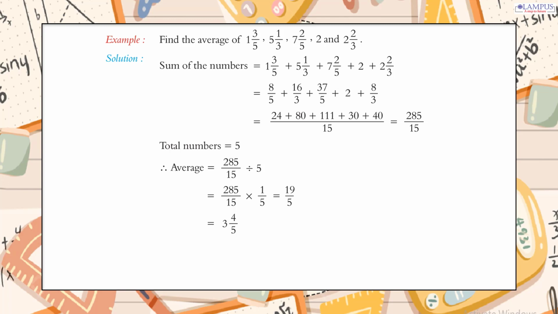Take the LCM of denominators 5 and 3, which is 15. This equals (24 plus 80 plus 111 plus 30 plus 40) divided by 15 equals 285/15. Total numbers equals 5. Therefore, average equals 285/15 divided by 5 equals 285/15 multiplied by 1/5 equals 19/5 equals 3 and 4/5.